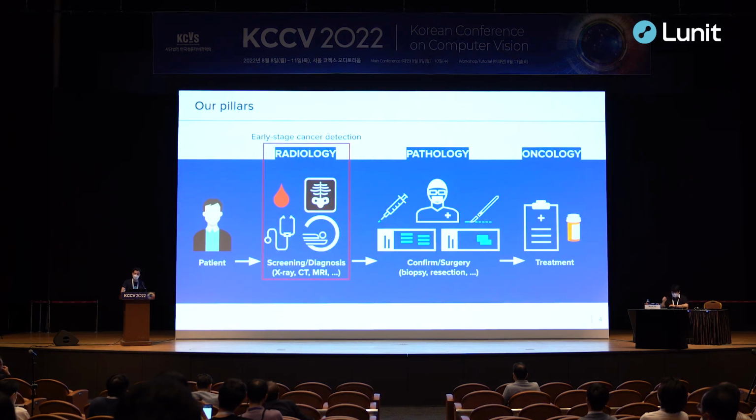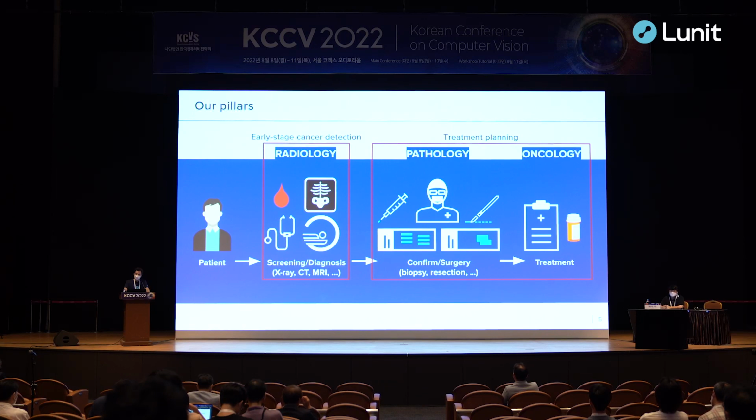One is the early stage cancer detection from images from radiology like X-ray or CT. And we do this because research shows that the earlier we detect cancer, the higher are the chances of survival of these patients. And the second pillar is treatment planning, because each cancer is different and each person is also different.